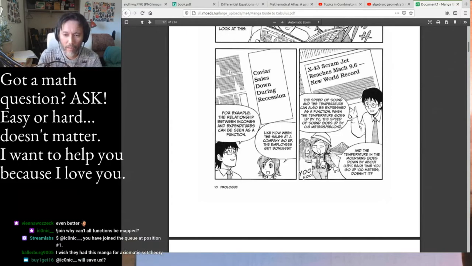Oh, thank God. Why can't all functions be mapped? What does that mean? What does it mean for a function to be mapped?